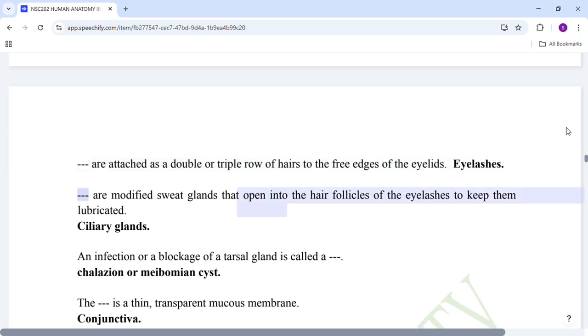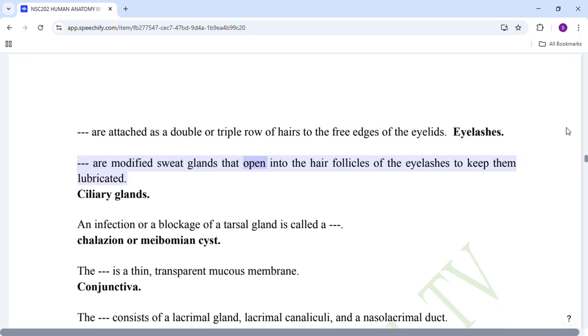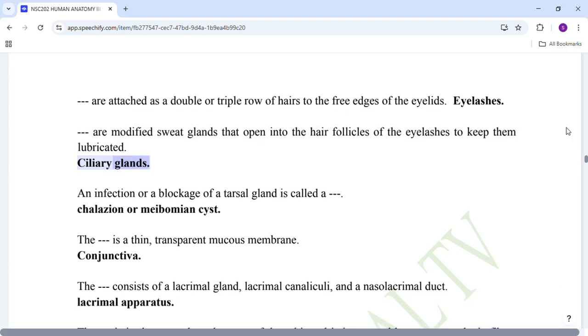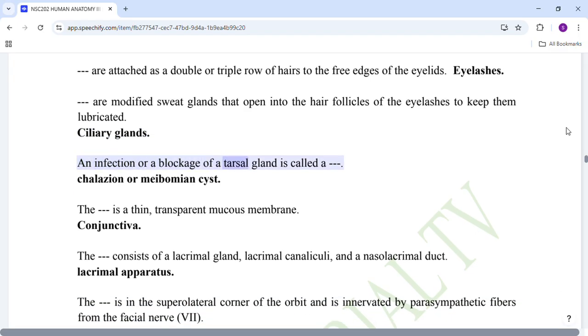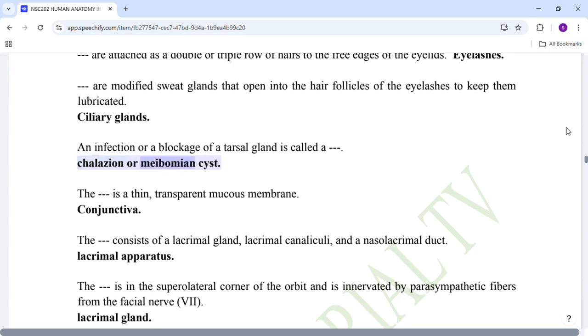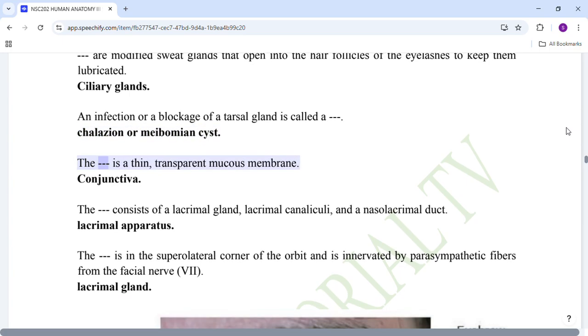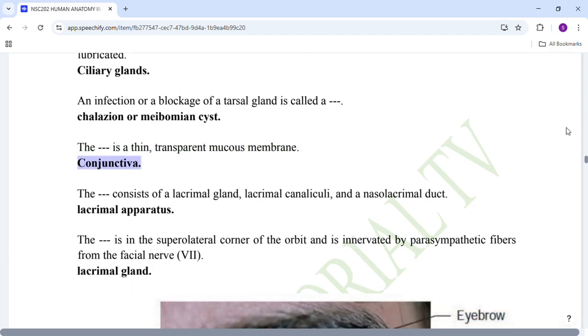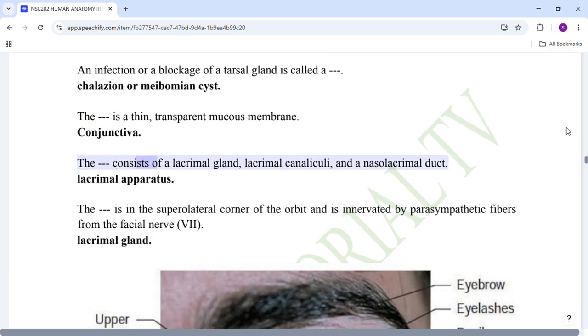Ciliary glands are modified sweat glands that open into the hair follicles of the eyelashes to keep them lubricated. An infection or a blockage of a tarsal gland is called a chalazion or meibomian cyst. The conjunctiva is a thin, transparent mucous membrane. The lacrimal apparatus consists of a lacrimal gland, lacrimal canaliculi, and a nasolacrimal duct.